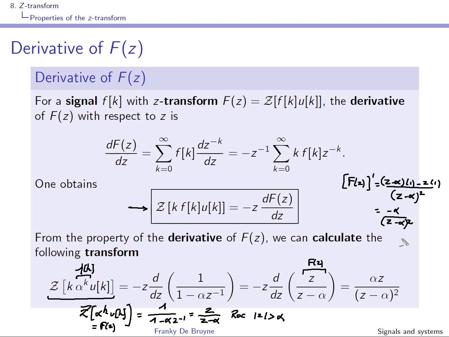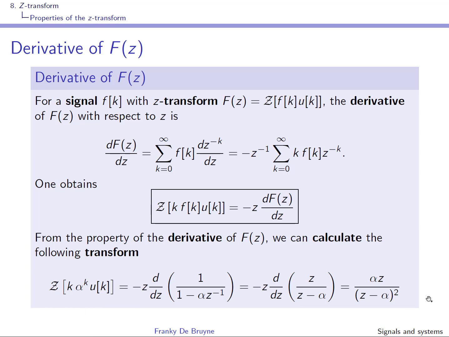So if you multiply this derivative now by minus z, this is what you obtain, and the region of convergence will also be that the modulus of z is larger than alpha. You have to look at the pole, and you construct a circle of radius alpha. We assume here that alpha is real, but it would work also with complex alpha, but then you would have to take the modulus, and you construct a circle on this modulus of alpha, and the region of convergence is of course what is outside of the circle.